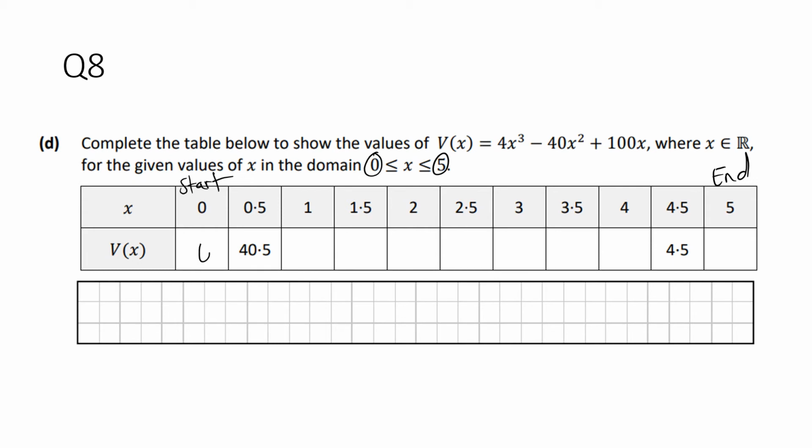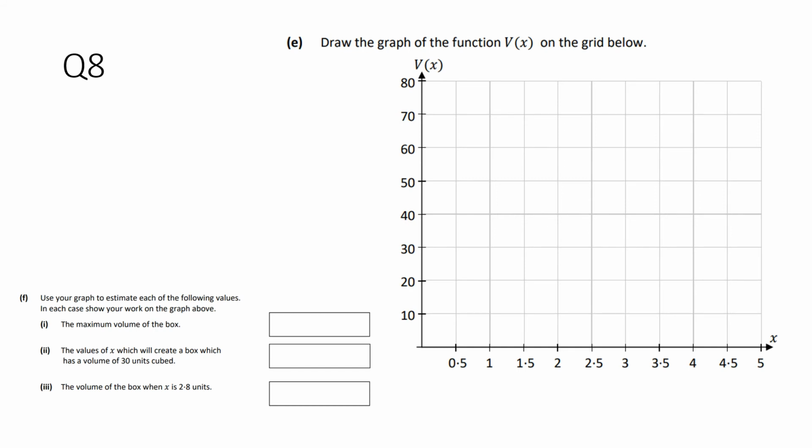So 0 gives you a value of 0. 1 gives you a value of 64, 1.5 gives you 73.5, 2 gives you 72, and I'm just getting those values by going down on the table in my calculator. 2.5 gives you 62.5, 3 gives you 48, 3.5 gives you 31.5, 4 gives you 16, 4.5 gives you 4.5, and 5 gives you 0. So that gives you 20 marks between the table and actually graphing them.